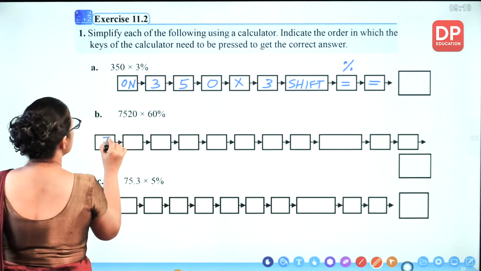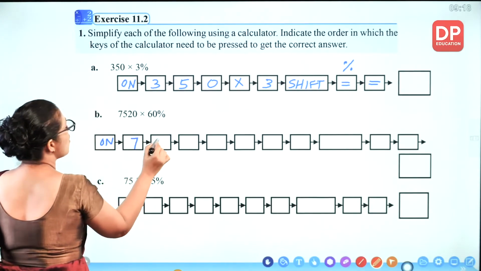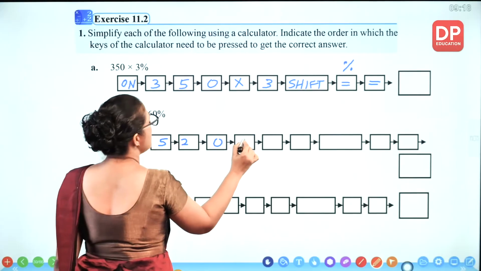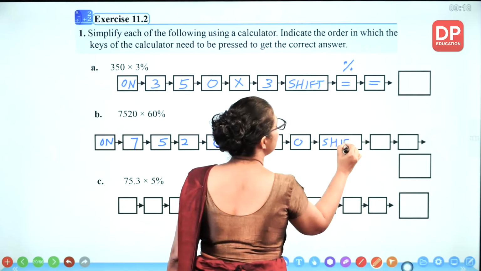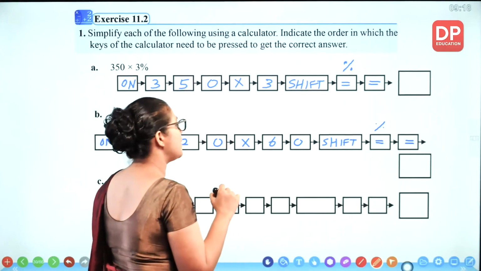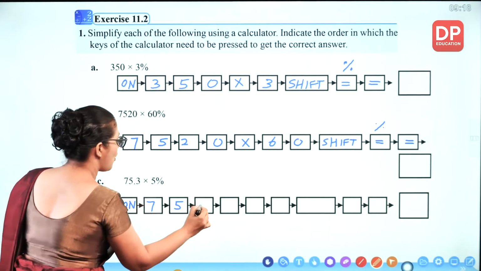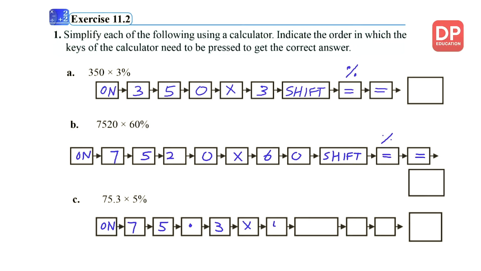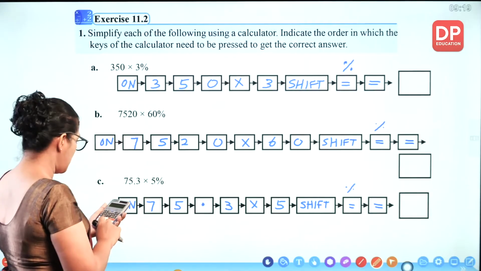Here, so first switch on. 7,520 into 60% means shift with equal sign, percentage with equal, you get the answer. This one, switch on the calculator. 75.3 multiplied by 5%. Percent is shift with percentage equal sign. Equal. Now we'll do the calculations.